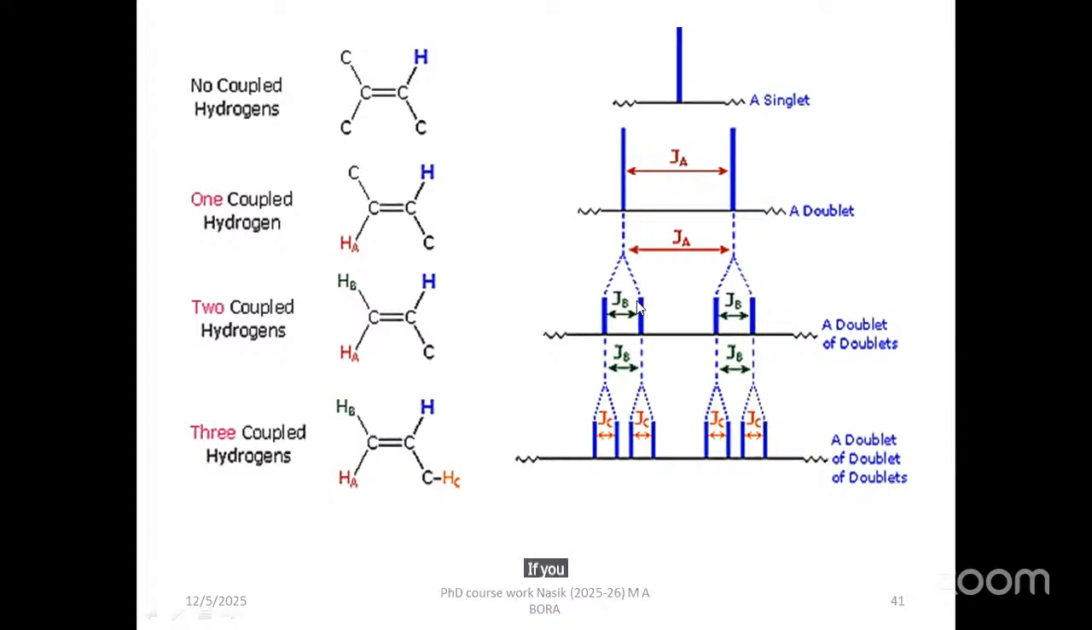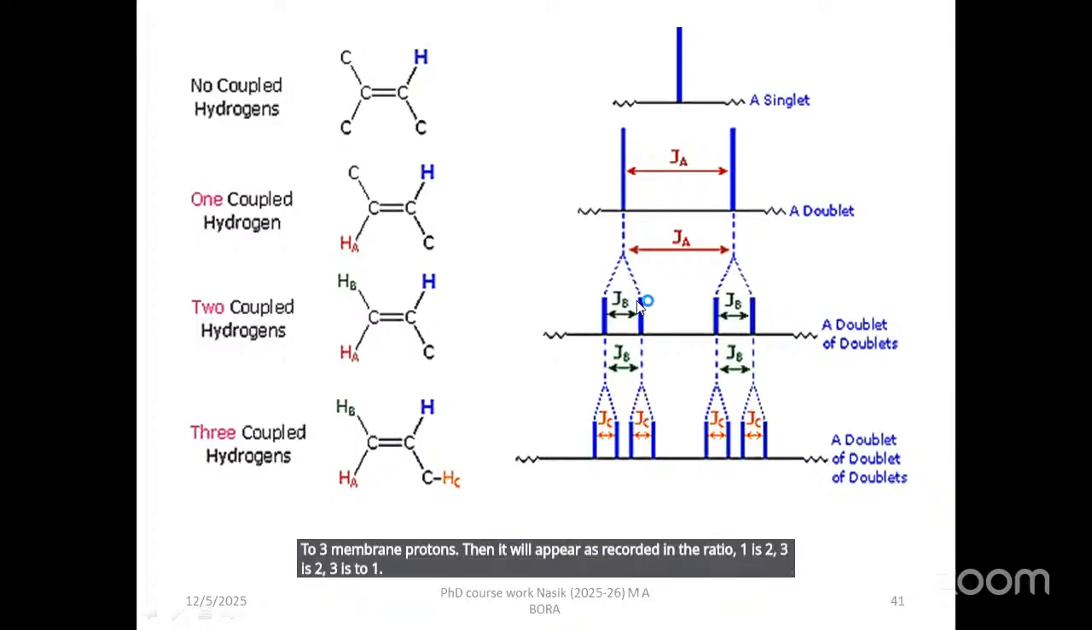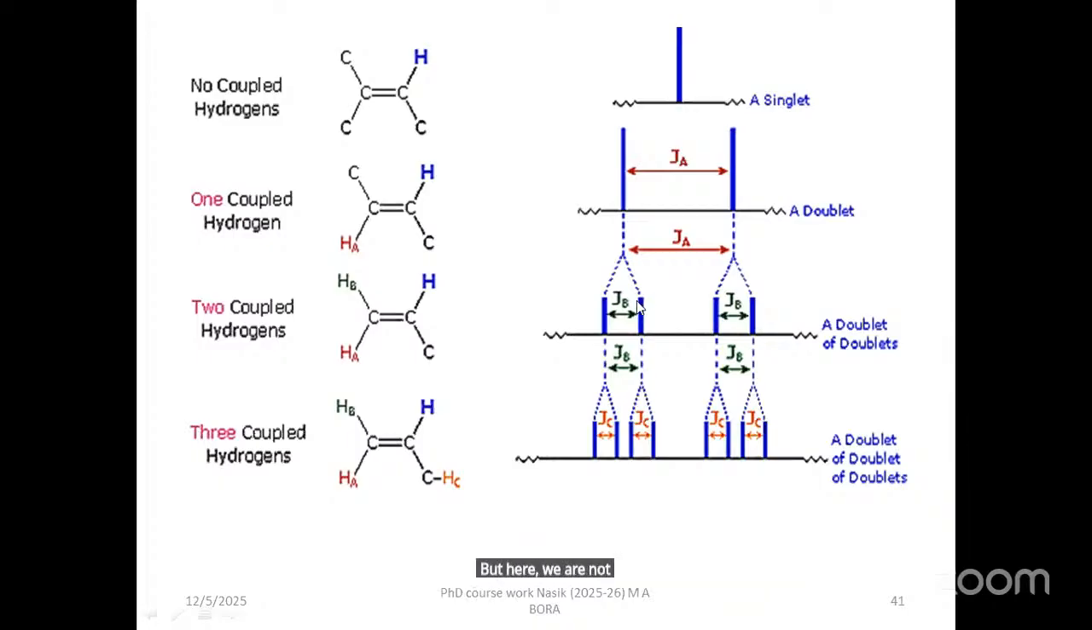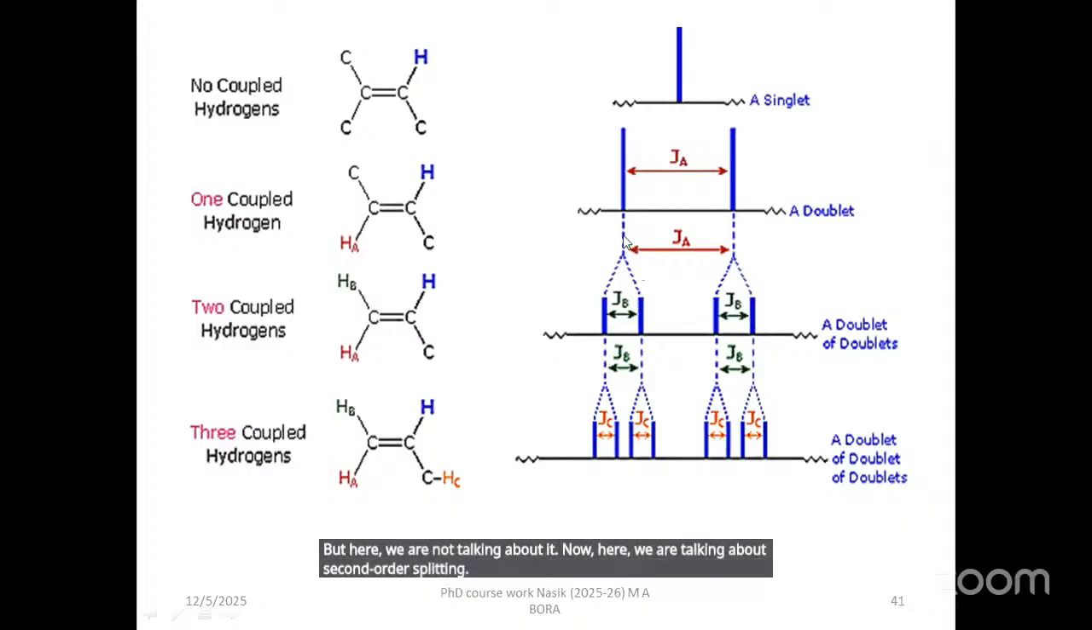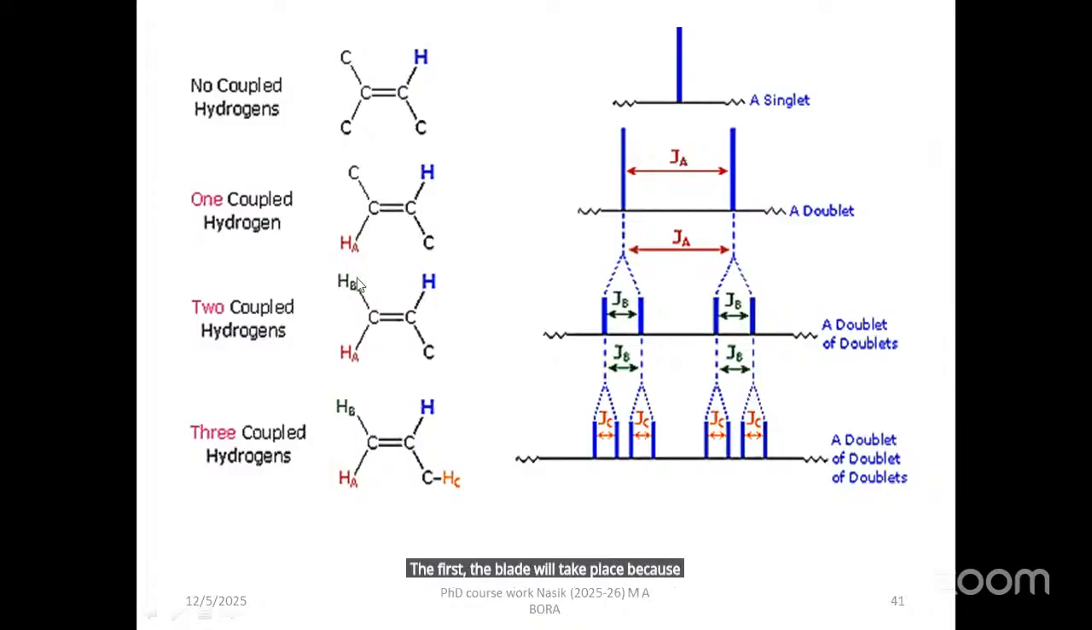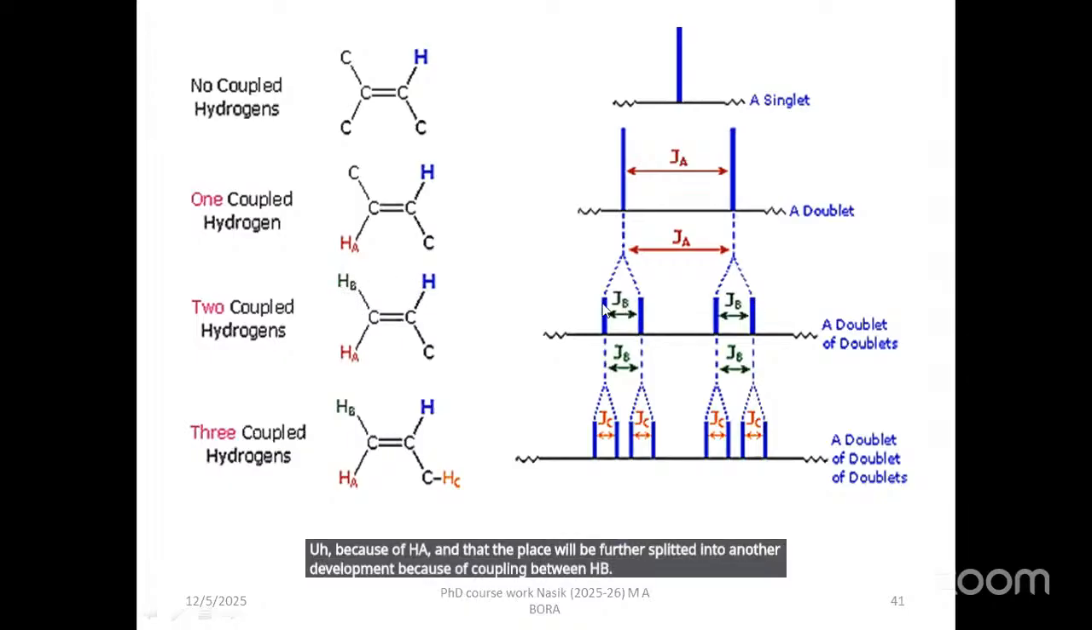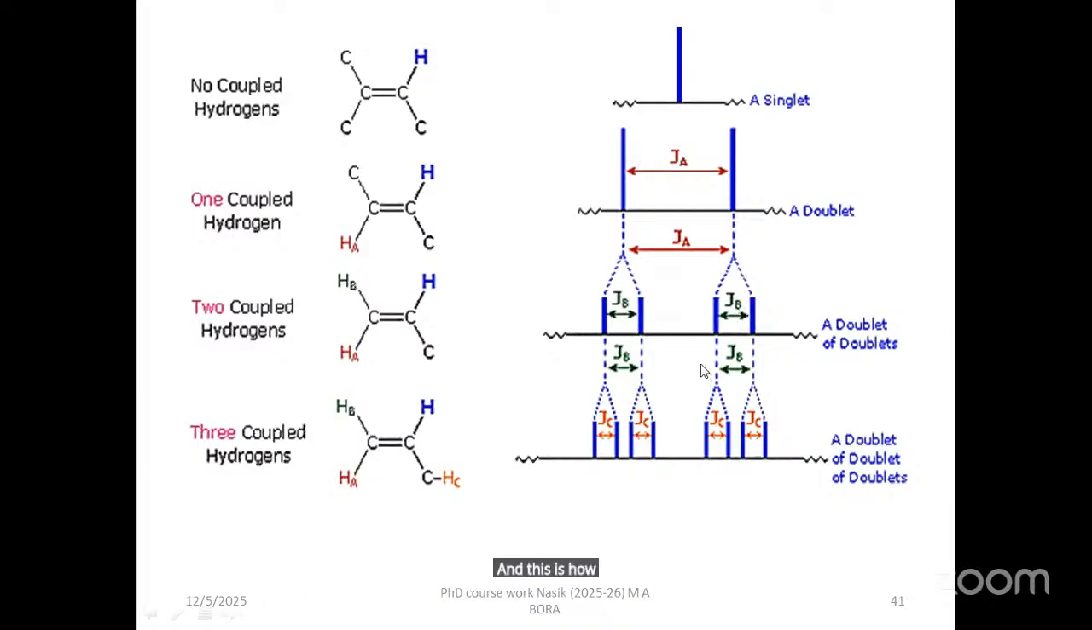If you remember, Pascal said that if there are three neighboring protons, then it will appear as a quartet in the ratio 1 is to 3 is to 3 is to 1. But here we are not talking about that. Here we are talking about second order splitting. The first doublet will take place because of HA, and that doublet will be further split into another doublet because of coupling with HB, and this is how the doublet of doublet will look.